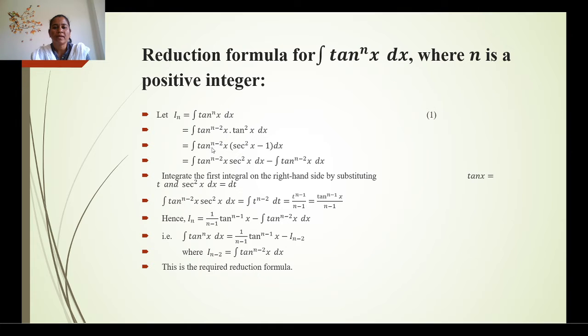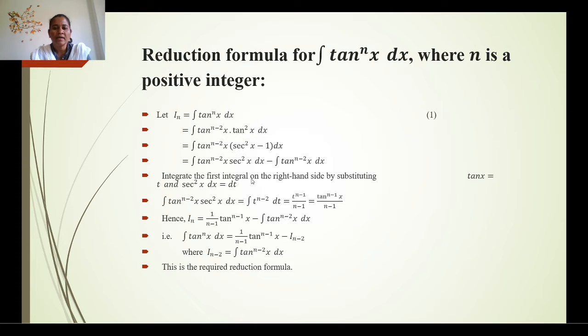In the next step, tan square x is, by the basic trigonometric identity, secant square x minus 1, into dx. Then the integral becomes the multiplication of tan to the power of n minus 2 x with secant square x minus 1. Take the integrals separately. We take the first function outside, integrate, and then substitute in this equation.